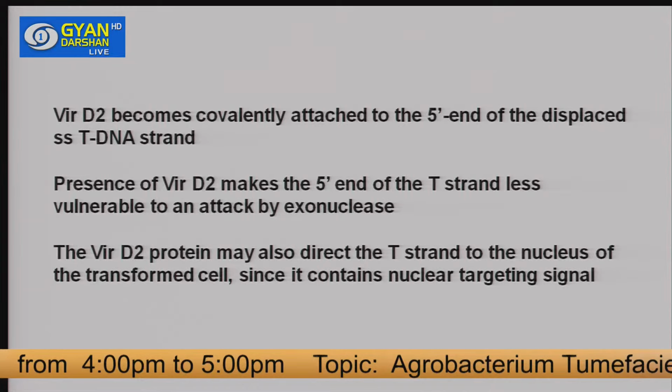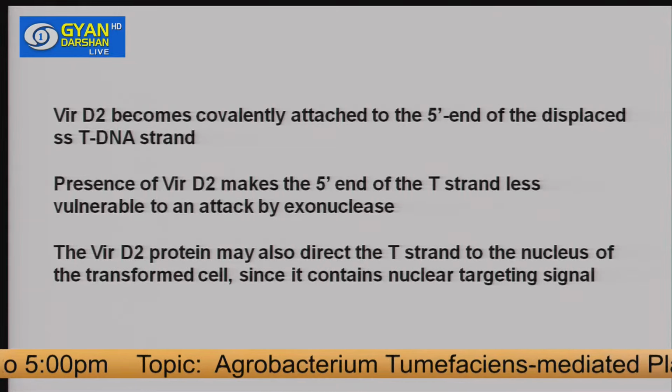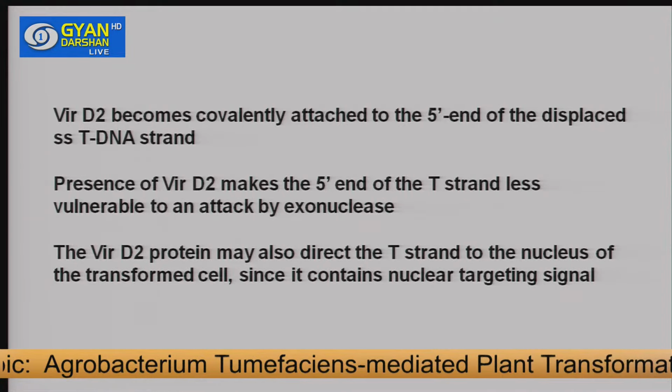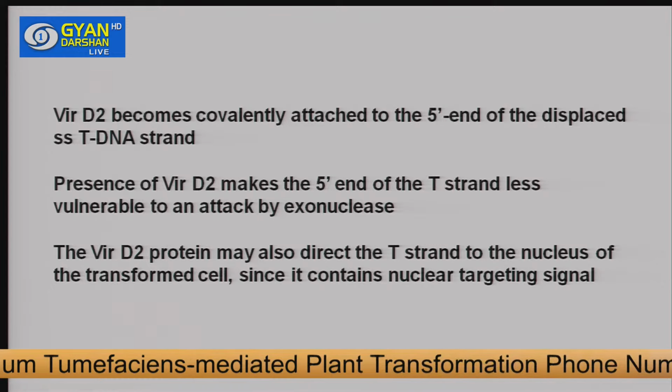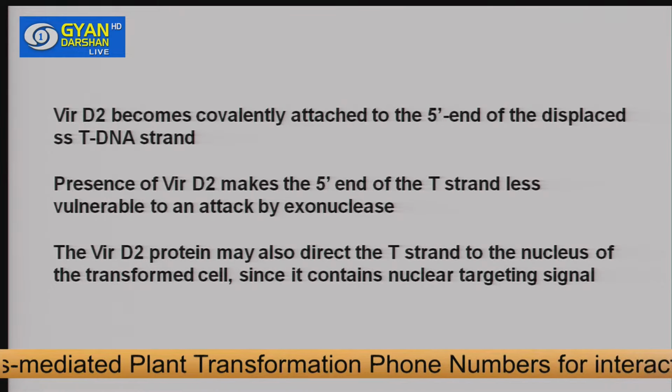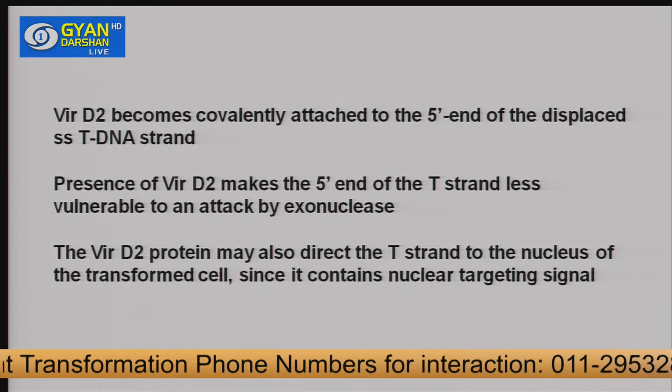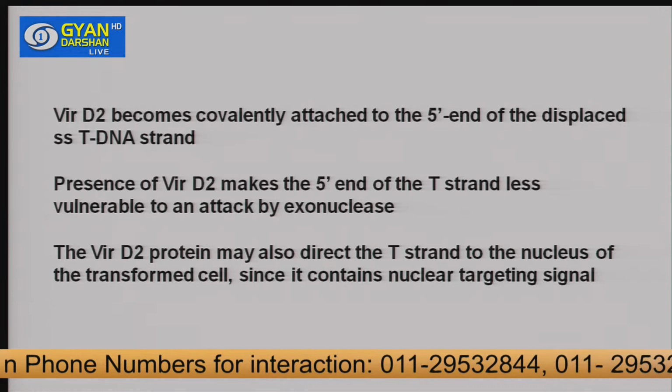After the transfer process is done, there is a reformation of the DNA synthesis. That means again this nick site will act as the priming site for the synthesis of the new DNA strand. So the DNA transfer process occurs in a single-stranded form. VD2 becomes covalently attached to the 5' end of the displaced single-stranded tDNA strand. Presence of VD2 makes the 5' end of the T strand less vulnerable to an attack by exonuclease. So it is an endonuclease attack at the right tDNA region.